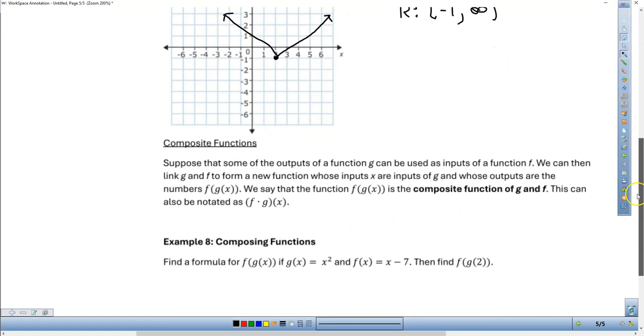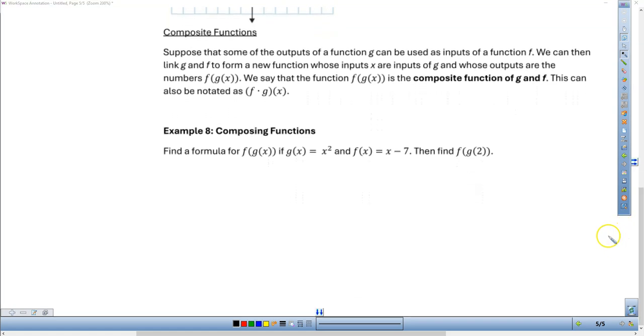Now, the last thing to touch on is composite functions. Suppose that some of our outputs of a function g can be used as inputs of function f. We can then link g and f to form a new function whose inputs are the inputs of g and whose outputs are the numbers f of g of x. Therefore, we can say the function f of g of x is a composite function of g and f. Think about this as taking the results of one function and plugging it into a second. We can also notate this as f of g of x.